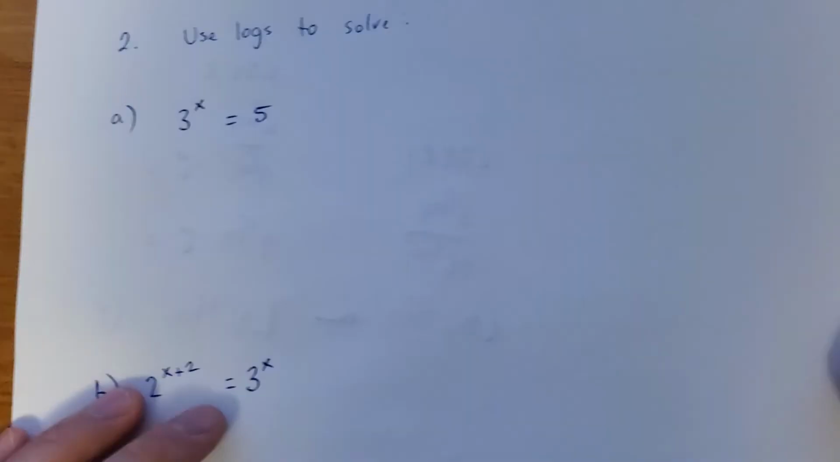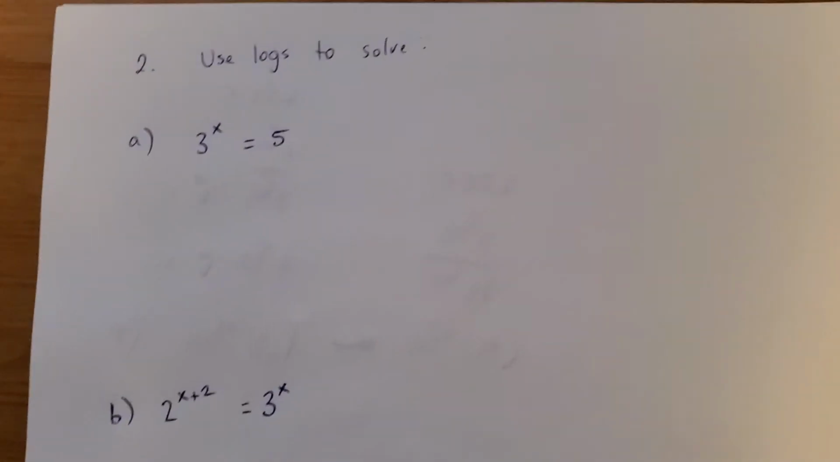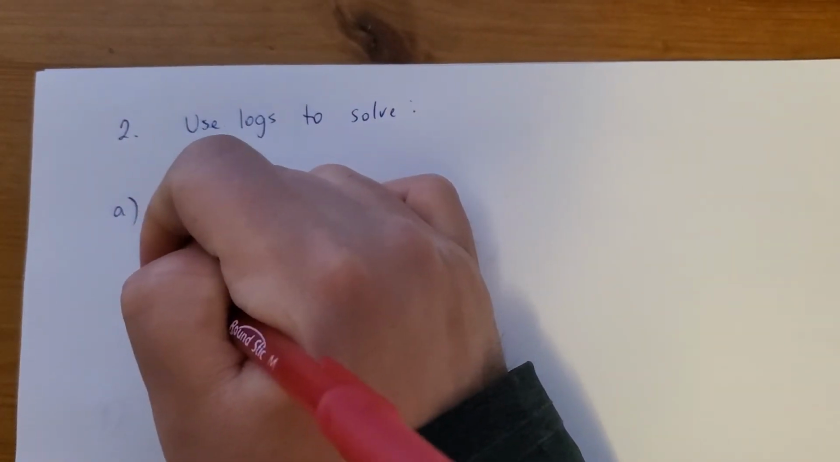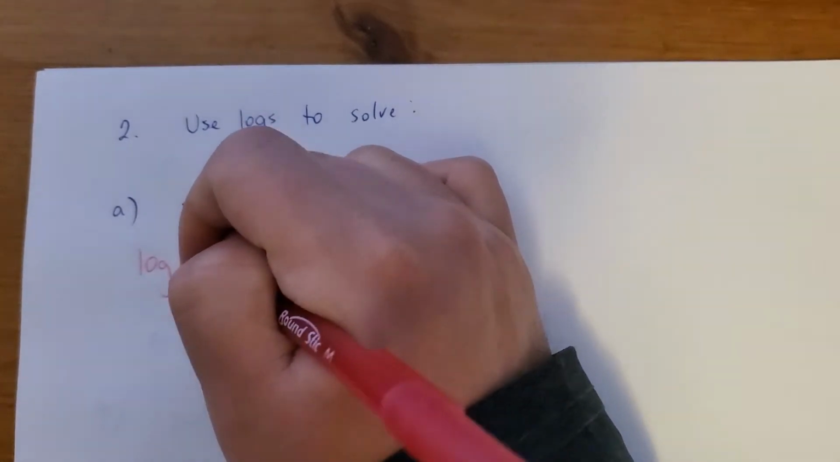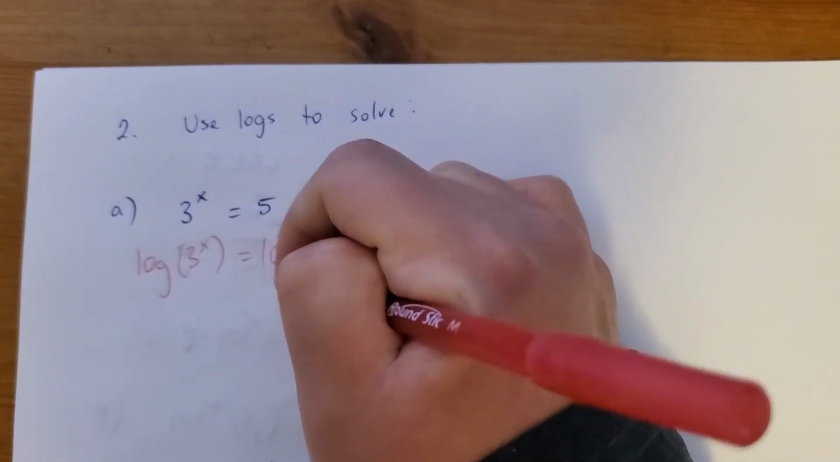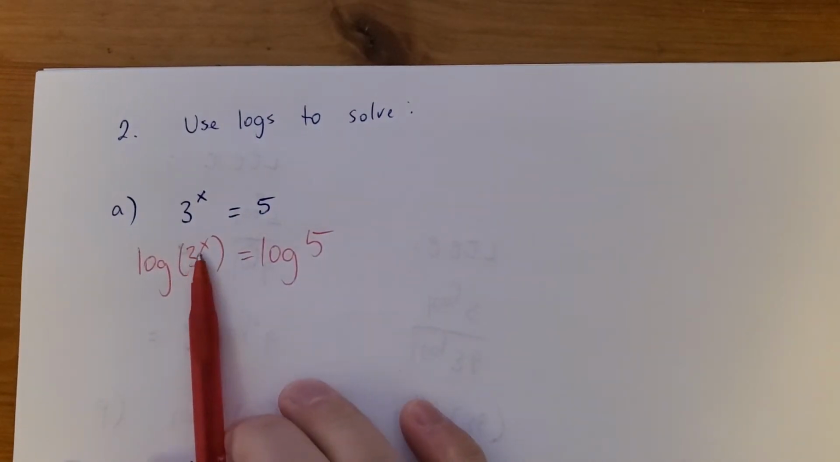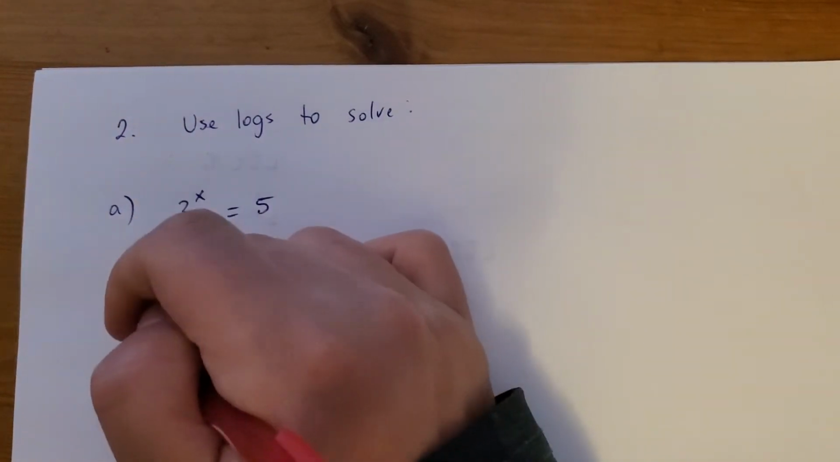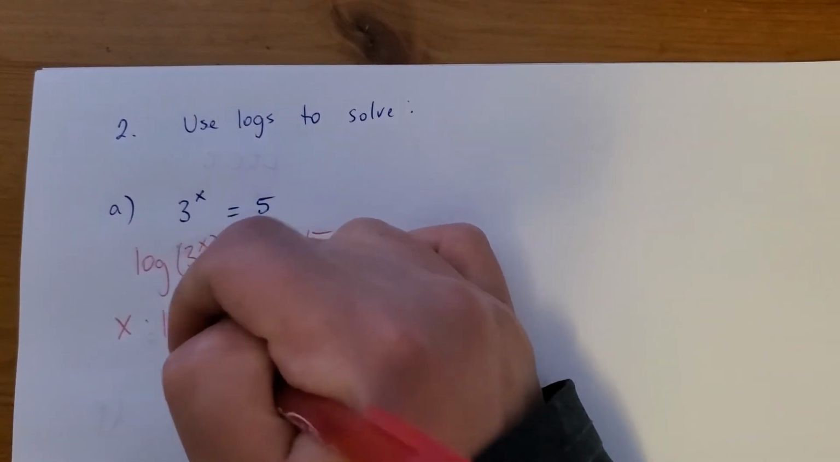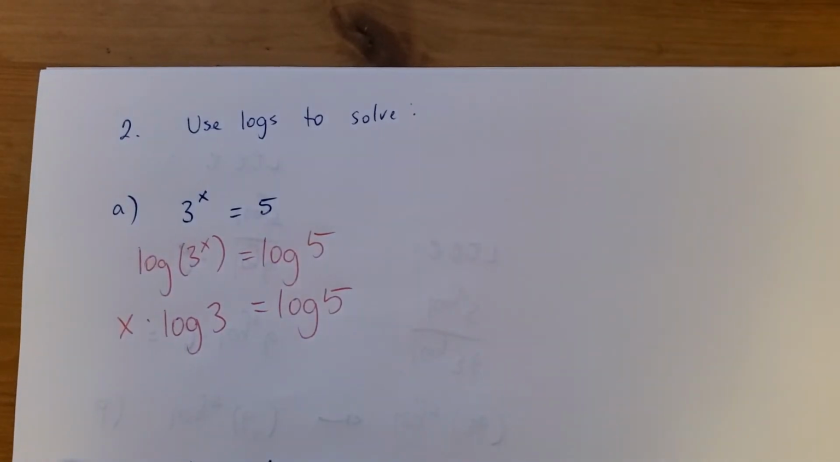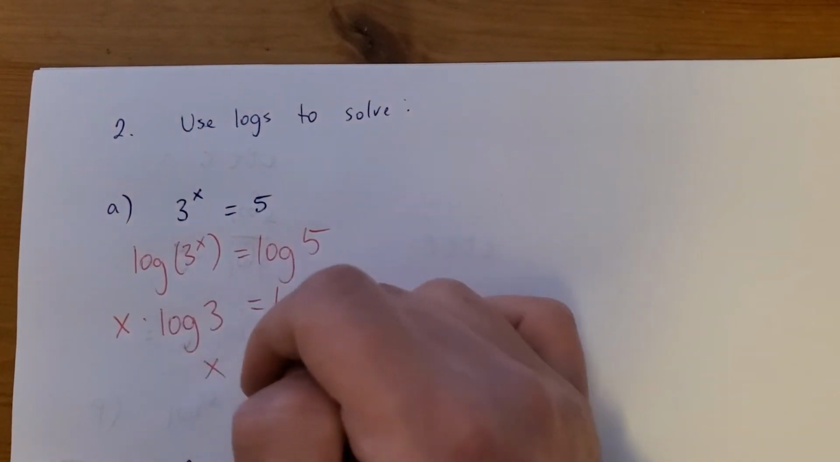All right, the newest stuff. So using logs to solve an exponential question. Let's just focus on this one here. Reminder of the steps. You take log of both sides. Anything that's an exponent can come outside the log. Then to get x by itself, I just need to divide.